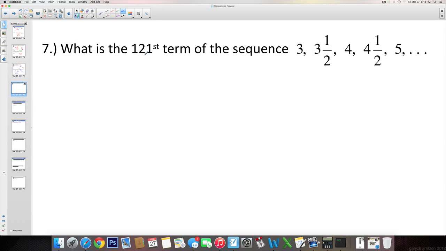This one again, same type of question. What is the 121st term of the sequence? So if we look at this, this looks like an arithmetic sequence. It's going up by a constant amount. So that constant amount, that common difference, is a half. 3 to 3.5, 3.5 to 4. So the common difference is a half.